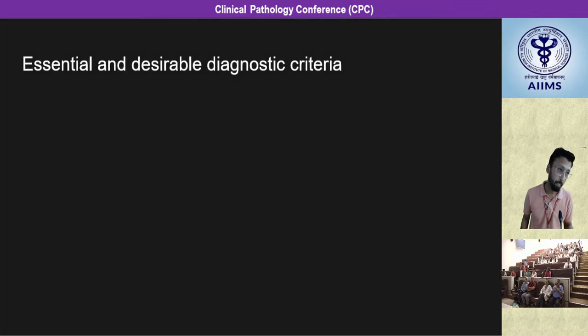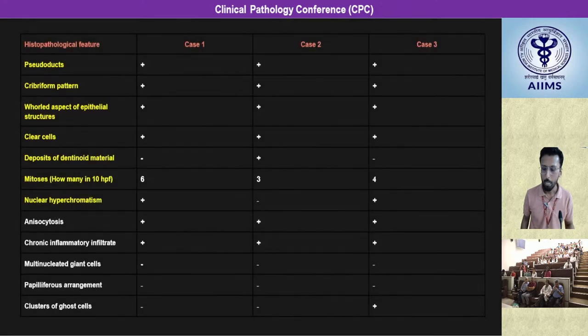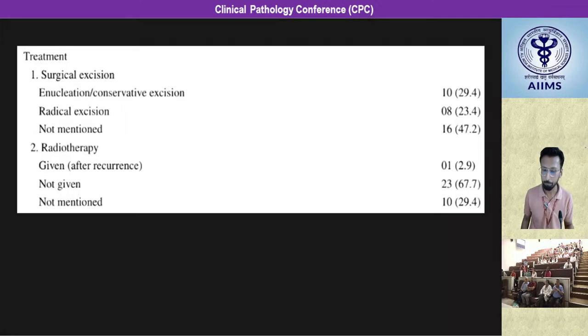Then there are certain desirable criteria which can support our diagnosis. Dentinoid, it was seen in our case. Clear cells were also seen, and also focal ghost cell keratinization. So all the essential and desirable criteria were fulfilled in our case. Apart from this case, we have three more cases of adenoid ameloblastoma, which are showing all the essential and desirable criteria.